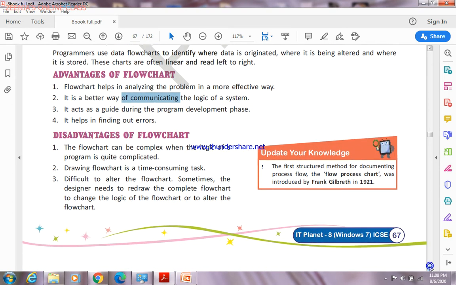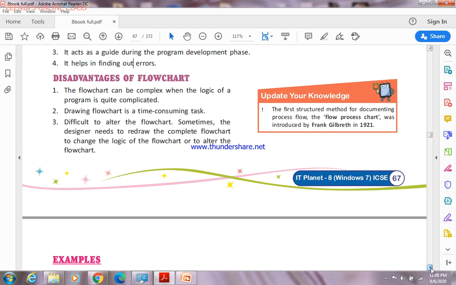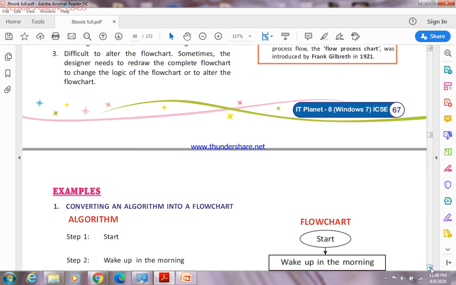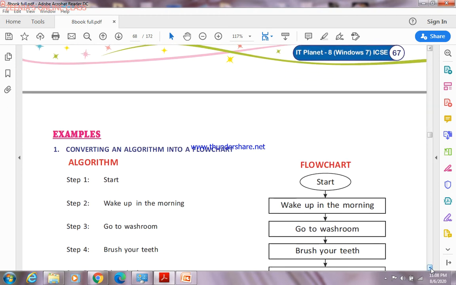that flow chart. So it helps out in finding out errors also. कहाँ गलती है, कहाँ कंडीशन चल रही है, कहाँ स्टॉप करना है, you can easily find out. So disadvantages are only few, because flowchart can be very complex. If the big applications are there, it is a time consuming task, that's it. Difficult to alter, because once the flowchart is ready, we need to put extra effort to change it, right?